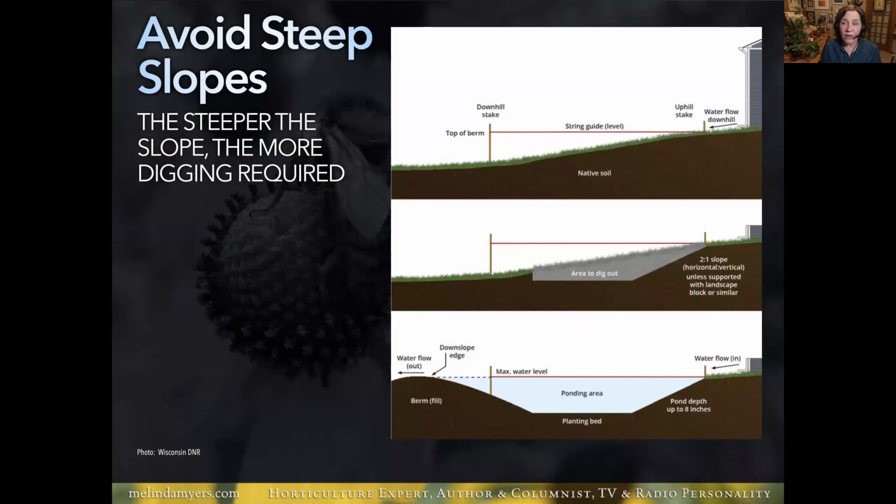This is an example of one of the images in that DNR publication, a Guide to Designing and Installing a Rain Garden. Their recommendation is to try to get as level an area as possible. A gentle slope is great because that'll help the water flow by gravity to your garden. But the steeper the slope, the deeper the hole you're going to have to dig. As you can see from this drawing, they take two posts, put a string, do a level, and then the top of the berm goes where that is level.